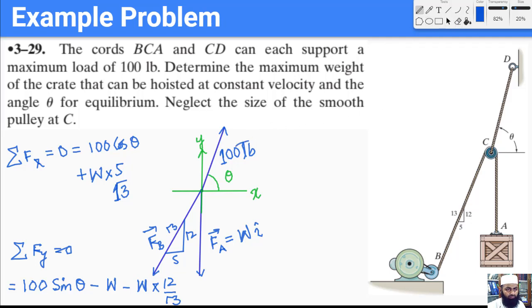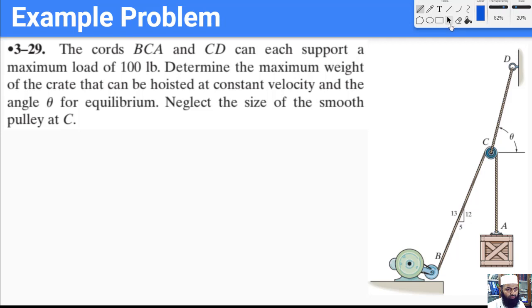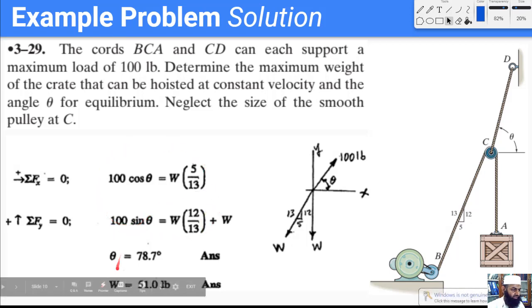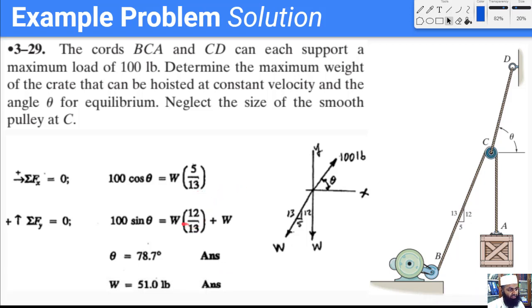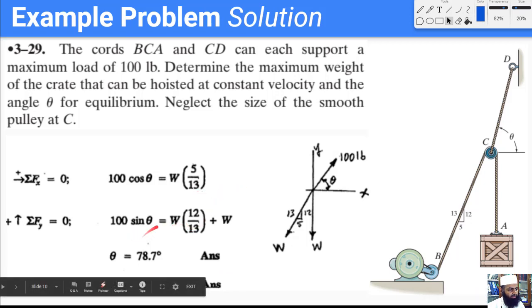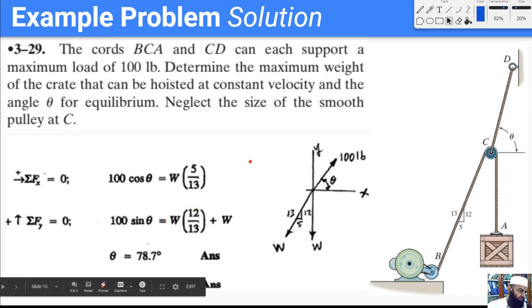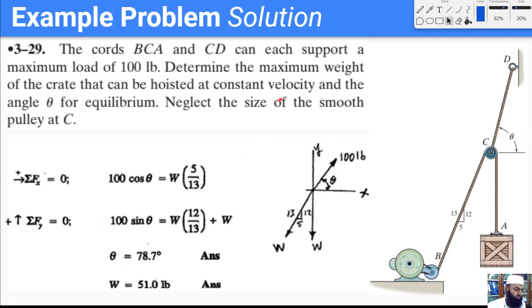So now we look at the solution here. Again, these are the two equations as we wrote them earlier, and then we solve them. We get W to be less than 100 pounds, and theta is 78.7. This angle is 78.7, and the maximum load we can put is 51.0 pounds.